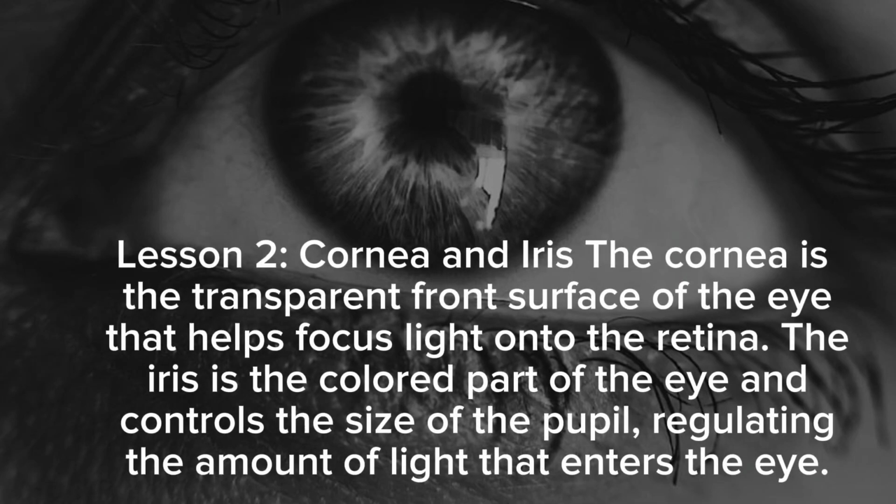Lesson 2. Cornea and iris. The cornea is the transparent front surface of the eye that helps focus light onto the retina. The iris is the colored part of the eye and controls the size of the pupil, regulating the amount of light that enters the eye.